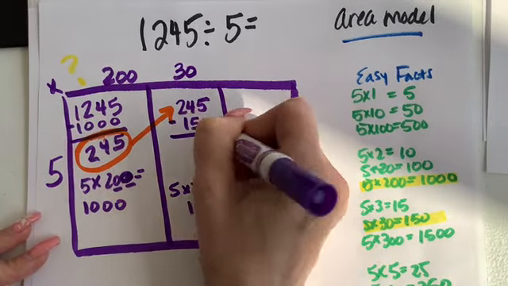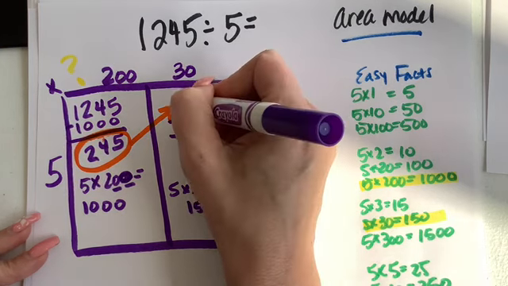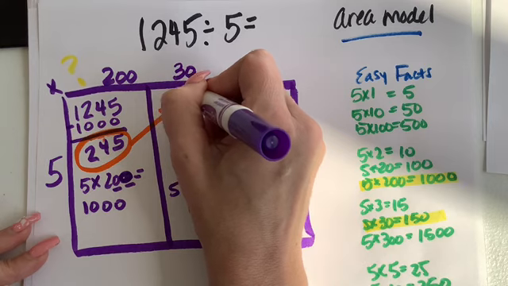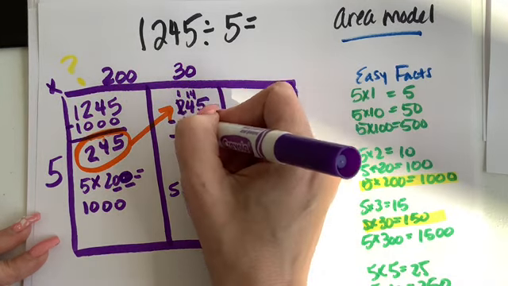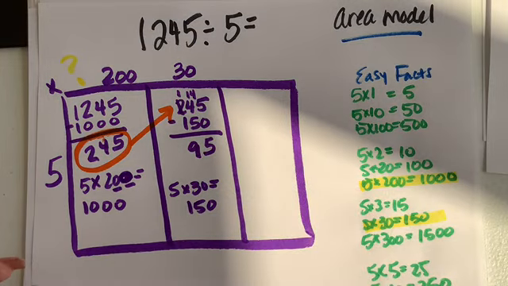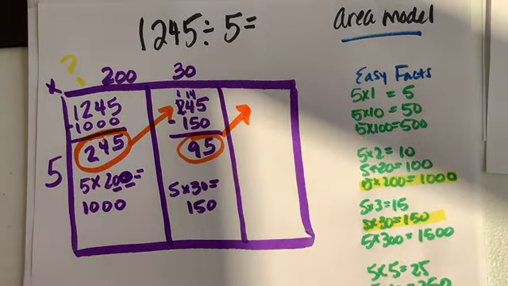150, I need to subtract that. 5 minus 0 is 5. 4 minus 5, I'm going to have to regroup here. So 14 minus 5 is 9. I still have 95 left in my area model.